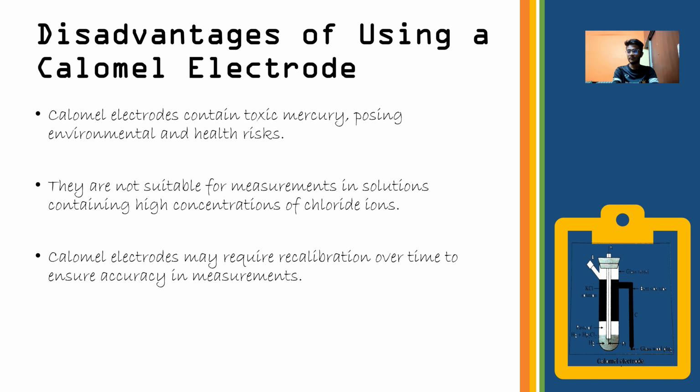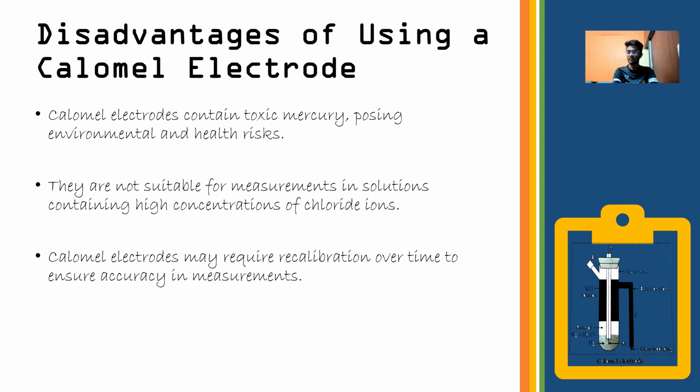They are not suitable for measurements in solutions containing a high concentration of chloride ions. So you cannot use a calomel electrode when the chemical being measured has a higher concentration of chloride ions in it.